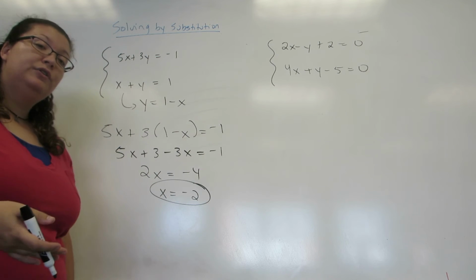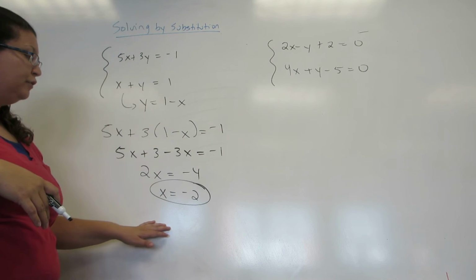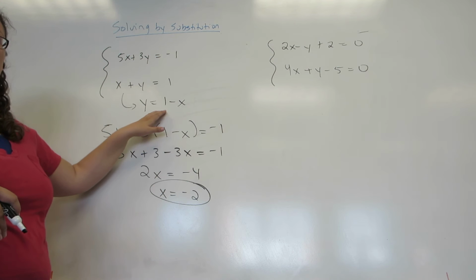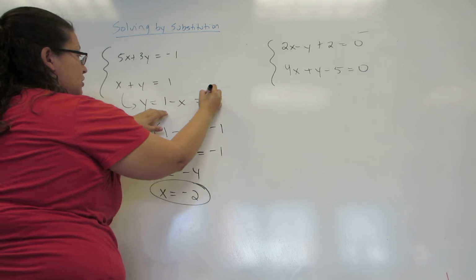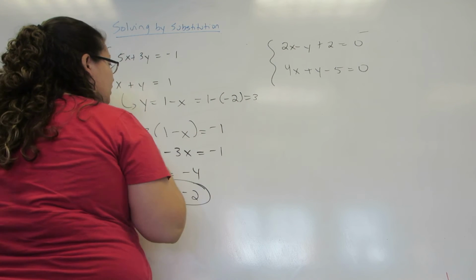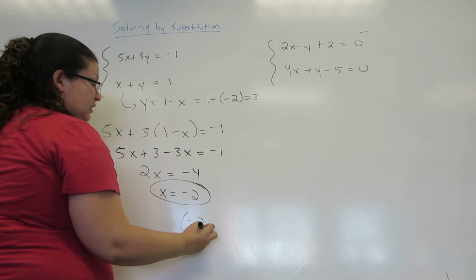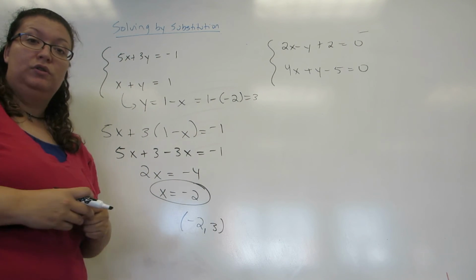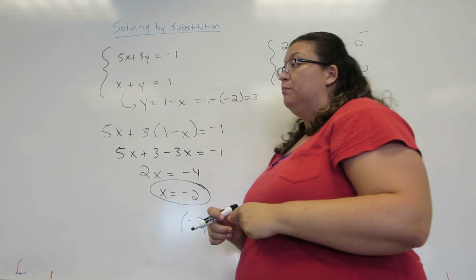Once you have the first variable, you get the second variable by going back to here and plugging it in. So this is 1 minus -2, or 3. So my solution is x equals -2, y equals 3. Let's do one more example.